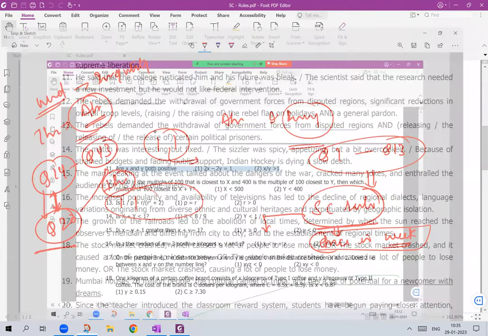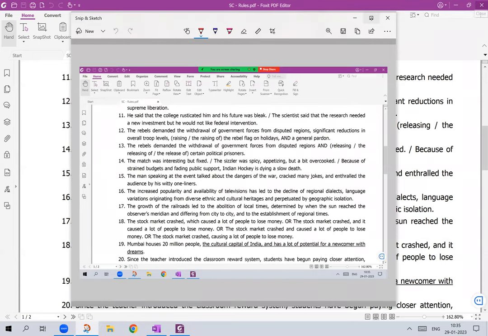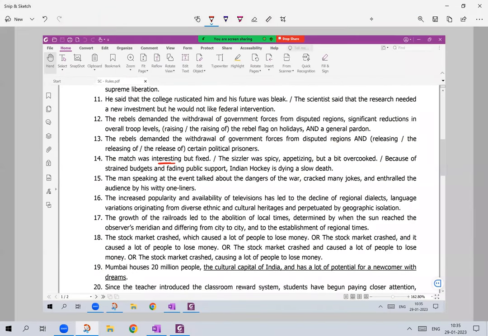It says the match was interesting but fixed, but looks for parallelism. Tell me what exactly is interesting. When I ask you what is interesting and what is fixed, you have to tell in form of noun, verb, adjective. What exactly do you feel? When I say the match was interesting, what is interesting here? The match. It's an adjective, trying to describe the match. What is fixed over here? Match. So this is also trying to describe match. So interesting and fixed both are adjectives.